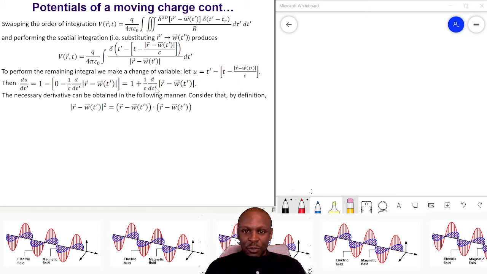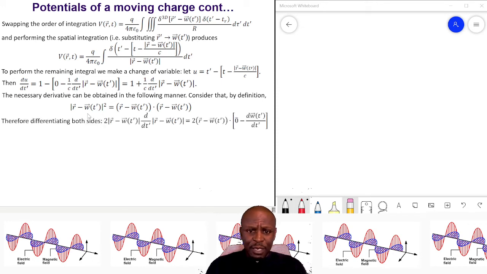I just want to show you what the result for this will be. Now consider, by definition, if we have this square magnitude, it's just given by this, and then we take the differentiation, you differentiate both the left and the right hand side. Therefore, if you differentiate that, that is just going to be 2, and then chain rule, you differentiate that again, and in here you are just going to have 2 and that and that, and then you take the differentiation here, this is just going to be 0, and then you differentiate with respect to t. This is what you are going to have there, right?